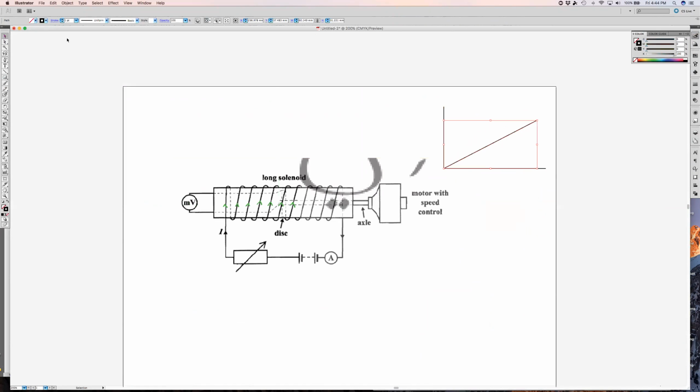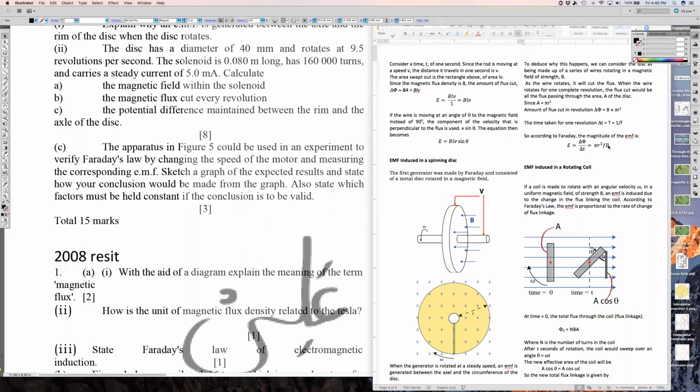You good? EMF, E, against frequency, f. The linear function. Straight line through the origin, right? y is equal to mx because there is no plus or minus c. E is equal to a constant times f.